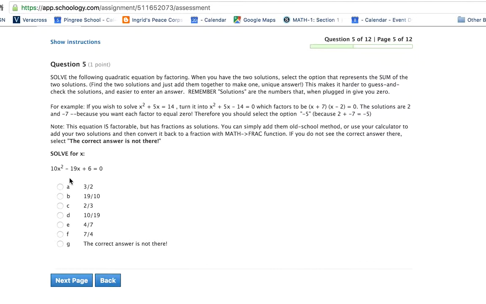2 fifths. So when I get a common denominator, that would be a 10, and it would be 15 plus 4 over 10. That is 19 tenths, so that's that one. Okay? Sorry I can't show you the work.